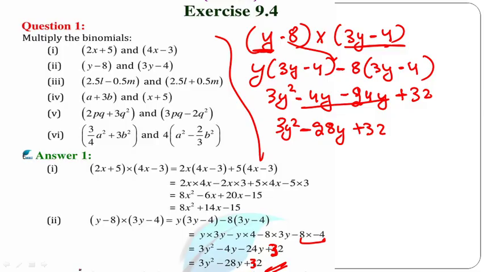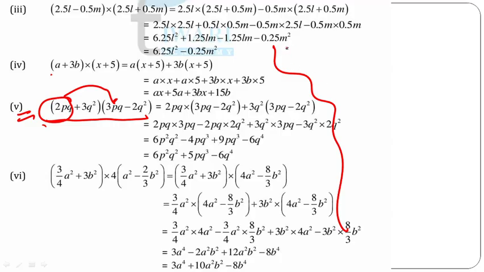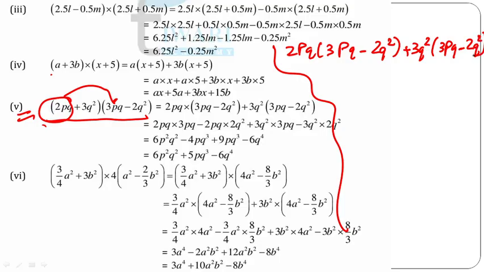So next we will do another part also. So we will do this part. First we have to multiply this 2p cube with both the terms, that is 3p cube minus 2q square. Next we have to multiply this 3q square with both the terms, that is 3p cube minus 2q square.